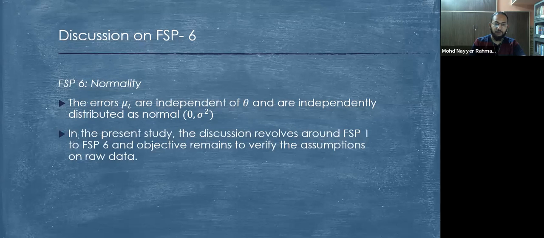Okay. So in the present study, the discussion revolves around FSP 1 and 6, and the objective remains to verify the assumptions of raw data. Now, FSP 7, finite sample property 7, is not that popular under the Gauss-Markov theorem. So I have not taken that, and it's not that necessary. Like white noise is there, and it's not that necessary. That's why I have dropped that particular thing.